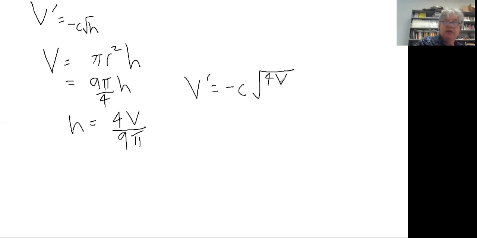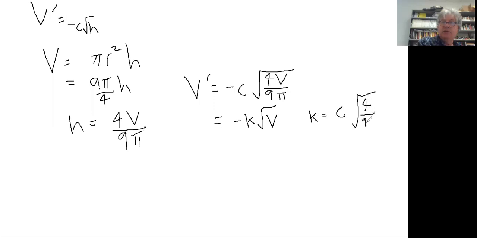We can replace the height by this volume, and we see that everything is a constant except the v, so we can write it as minus k times square root of v, where k now is the old constant c times the square root of 4 on 9 pi. So the main upshot of this is that we can use volume instead of height. Because it's a cylinder, it's kind of like at each height, it's got constant area.